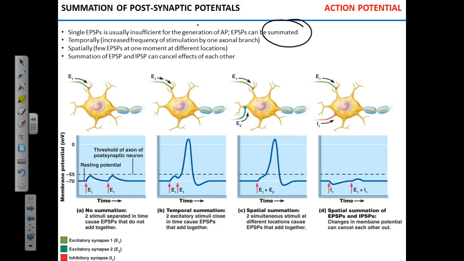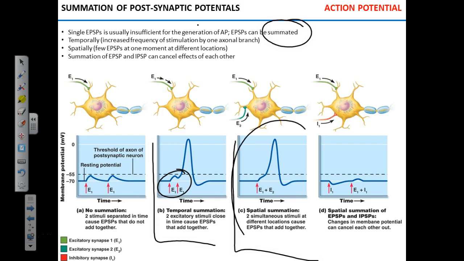Summation can be temporal or spatial. So temporal or temporal, I don't know what's the proper emphasis. Temporal summation happens when you have two excitatory postsynaptic potentials happening so close to each other, time-wise, that they overlap. Does that make sense? And I will give you some analogy.